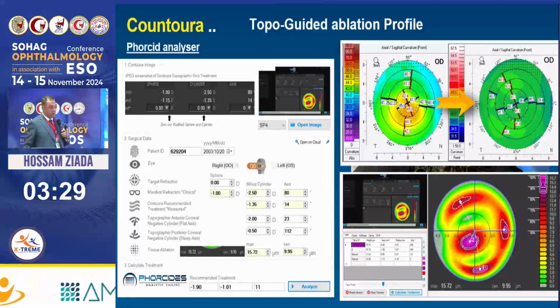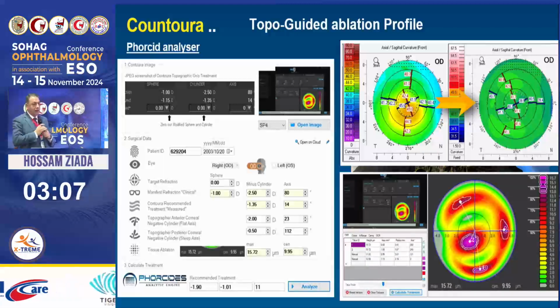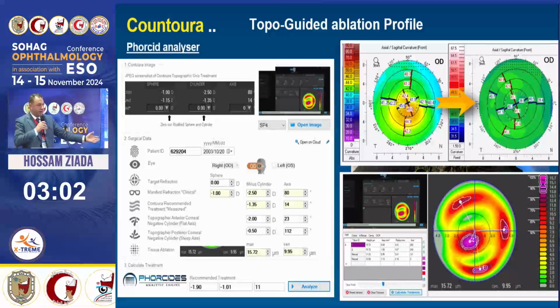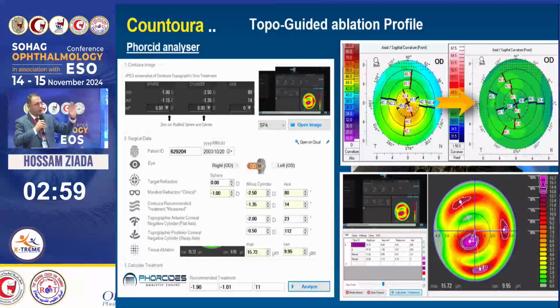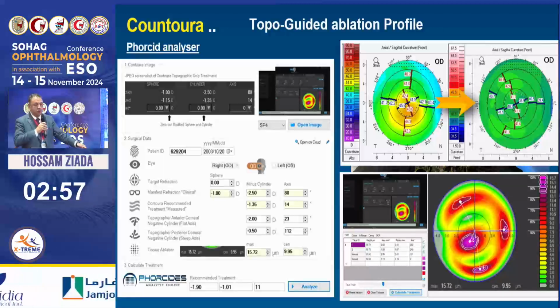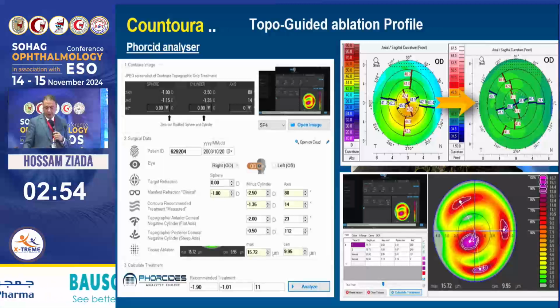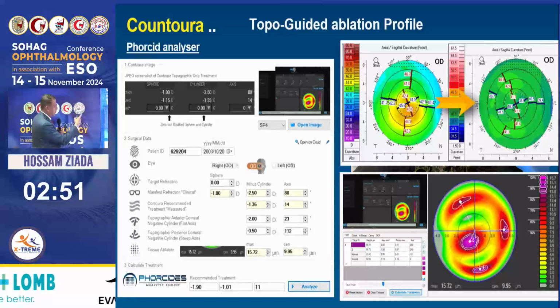If you look here, you will find that there is a difference between the maps before and after ablation with the Forus analyzer. In the Contoura Vision, the calculation included very minimal refraction, with all the attention on the high order aberrations and the surface of the cornea. They calculated the anterior and posterior astigmatism of both corneal surfaces and gave only a minimal part of the astigmatism, which was, instead of -3, just -1.2. And here you will find the difference in these two maps.